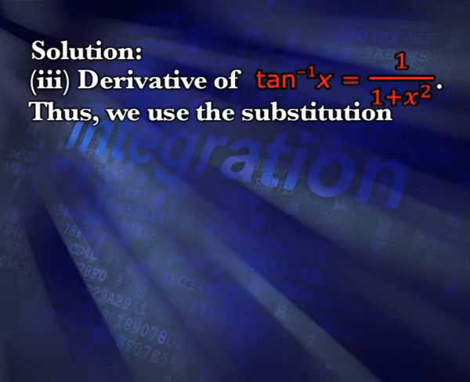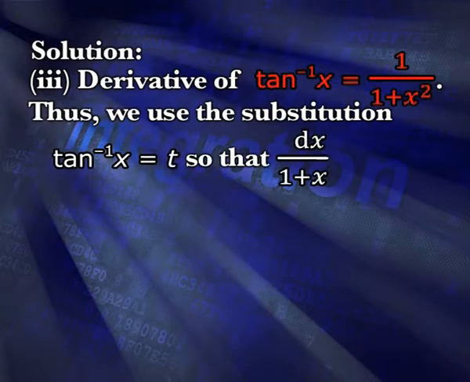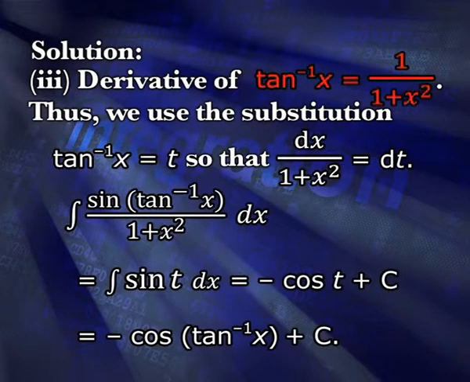Let's see the third one. Derivative of tan inverse x equals 1 by 1 plus x square. Thus we use the substitution tan inverse x equals t, so that dx by (1 plus x square) is equal to dt. Therefore, integration of sine of (tan inverse x) by (1 plus x square) dx is equal to integration of sine t dt equals minus cos t plus c, which is equal to minus cos of tan inverse x plus c.